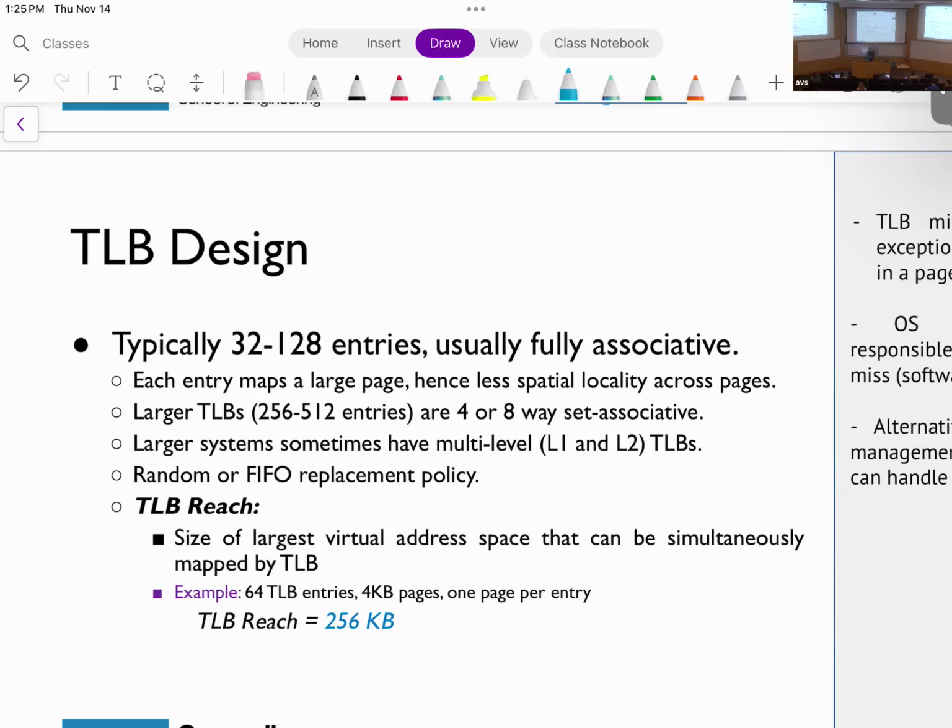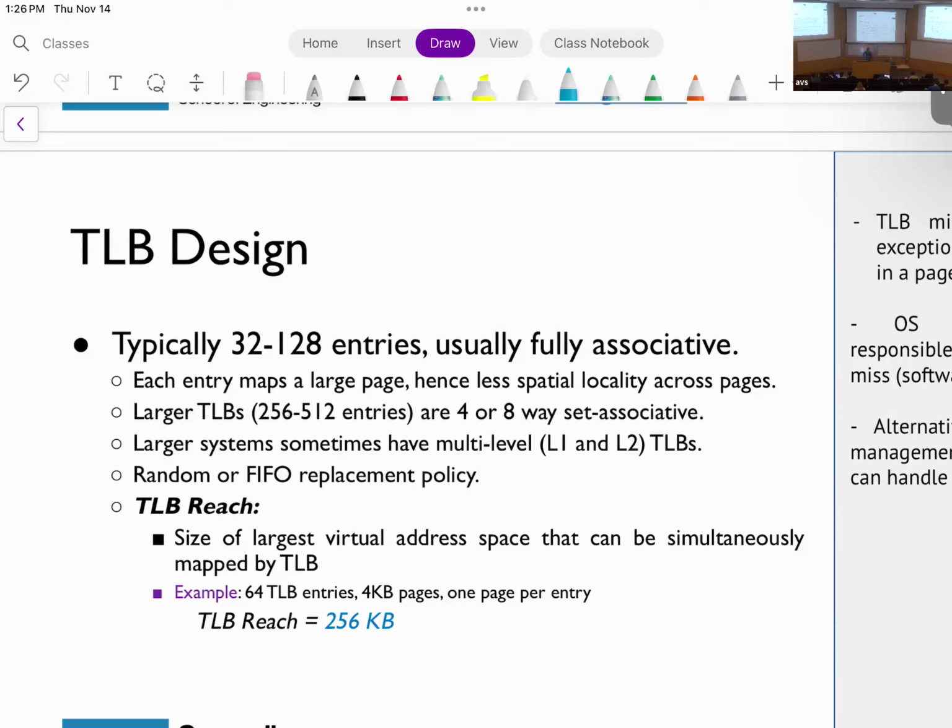The replacement policy for a TLB is typically either FIFO or random. The reason is that a TLB doesn't have as much spatial and temporal locality, especially spatial locality, as your regular cache has. Why? Because we are talking about huge addresses, right? The next two pages are 4 kilobytes apart in terms of actual addresses.